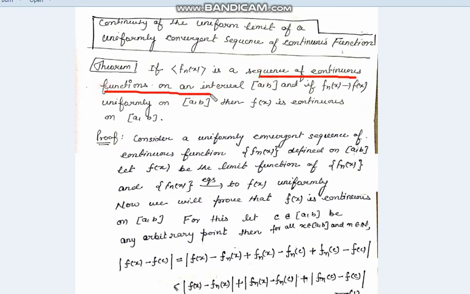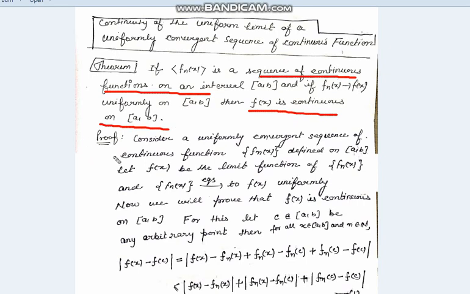on a given closed interval [a, b], and suppose f_n(x) converges to f(x) uniformly, then f(x) is also a continuous function. That means if a sequence of continuous functions converges uniformly to a function, then the limit function must be continuous.